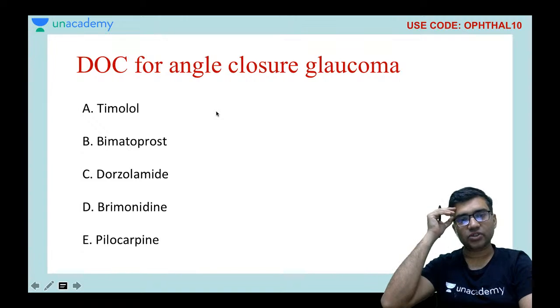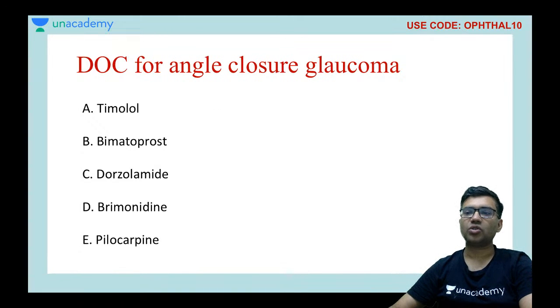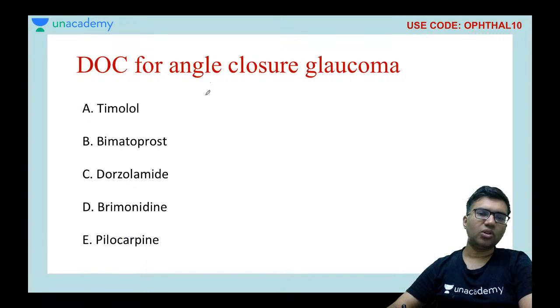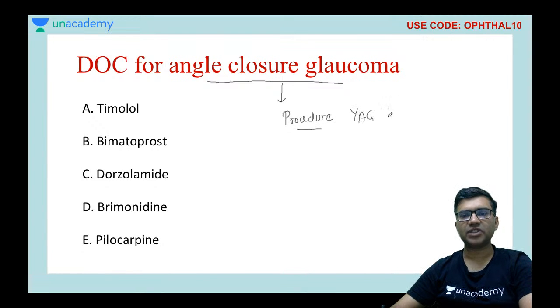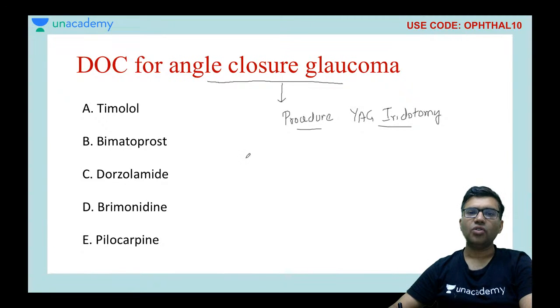Okay, so the next question is drug of choice for angle closure glaucoma. Your options are timolol, bimatoprost, dorzolamide, brimonidine, and pilocarpine. Now, do not get confused. Whenever they ask about angle closure glaucoma, the first thing you would do is definitely not a drug, but a procedure. Okay, so a procedure like your YAG iridotomy, that is the first procedure that you do. But unfortunately, if you get this question, then you have to go with the drug.